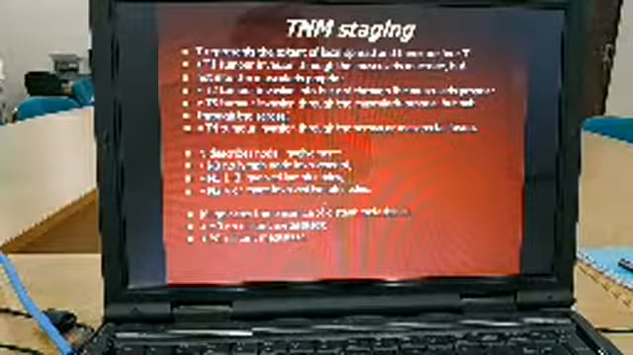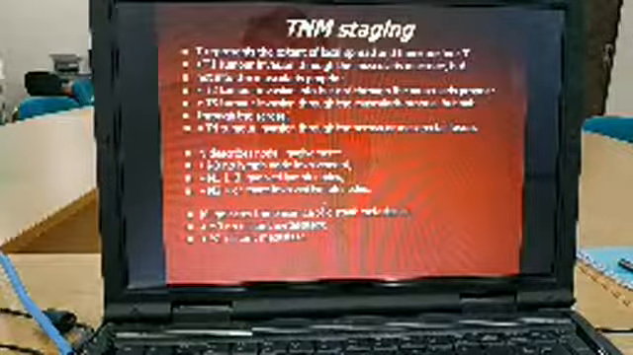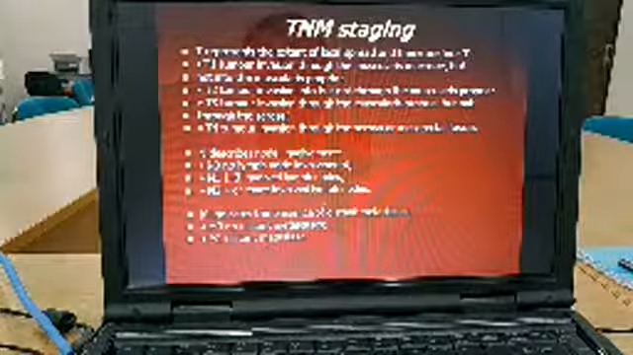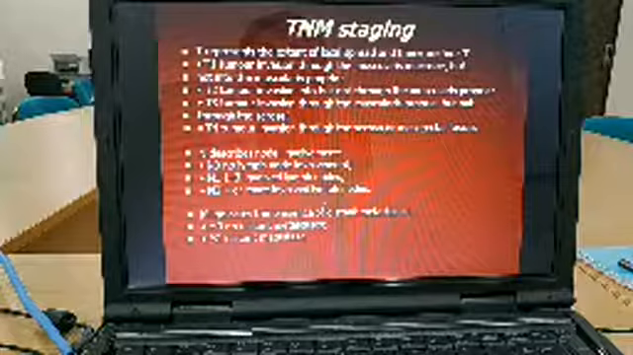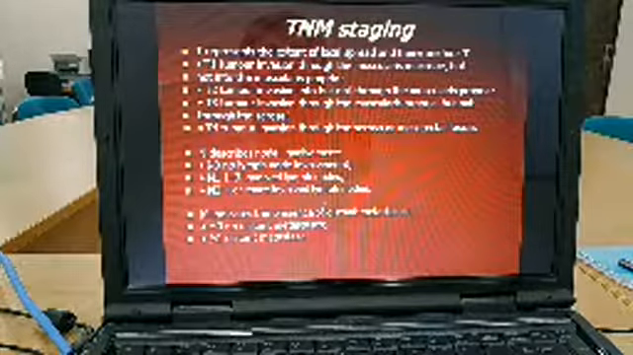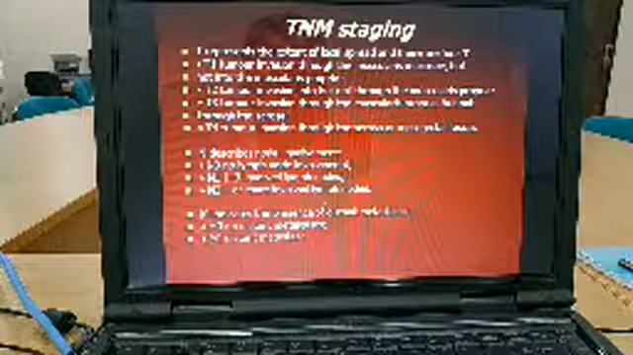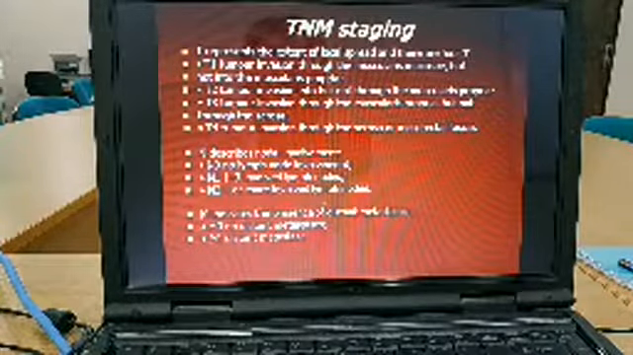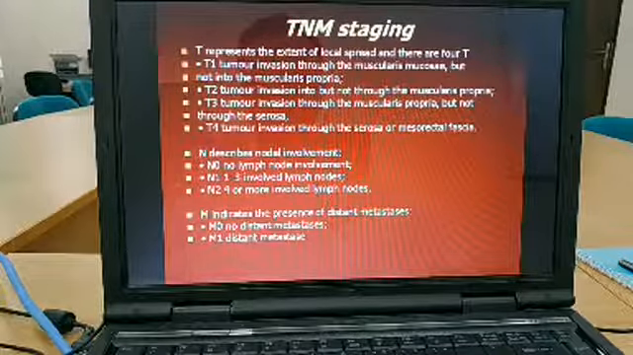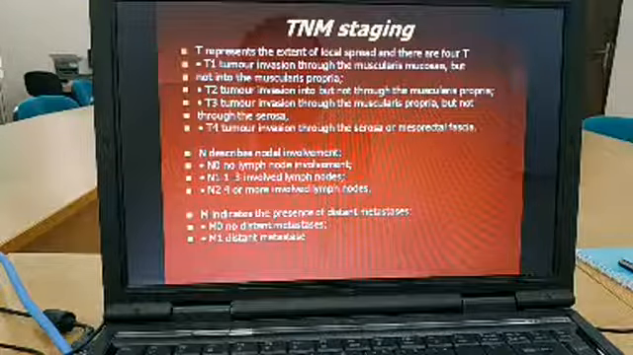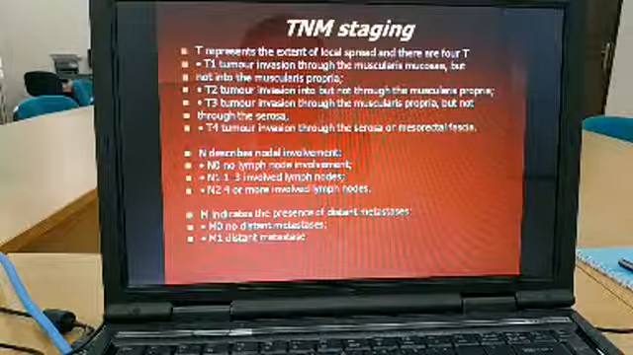Another very common method of staging is the TNM staging, that is tumor, nodes, and metastasis. It is almost one of the universal staging methods. In many cases, TNM staging is possible. T stands for tumor, N stands for lymph node, and M stands for metastasis.